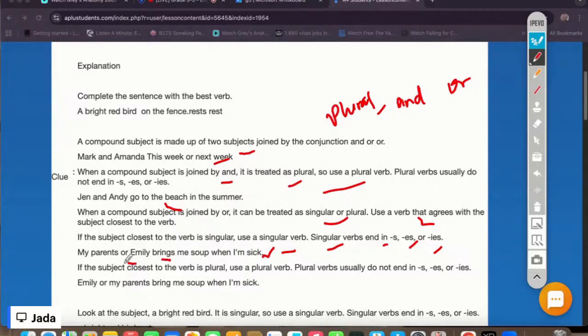And then if the subject closest to the verb is plural, you have to use a plural verb. So remember that plural verbs do not end with s, es, or ies. Now, Emily or my parents bring me soup when I'm sick. So now you can see that my parents is the subject closest to the verb.